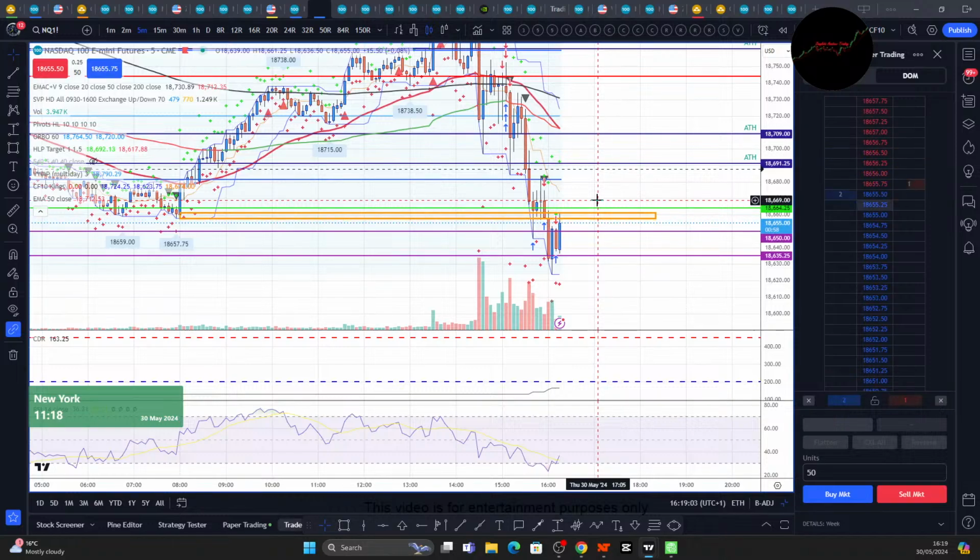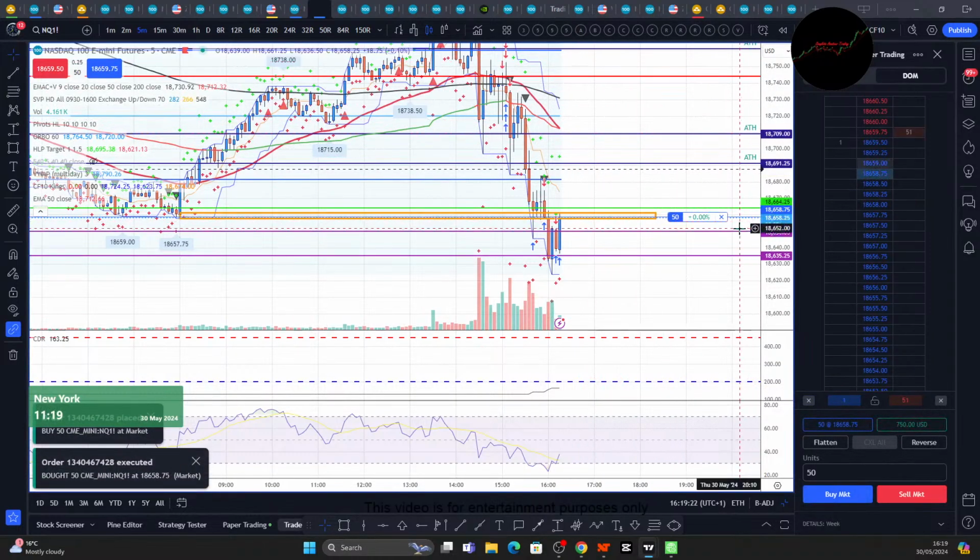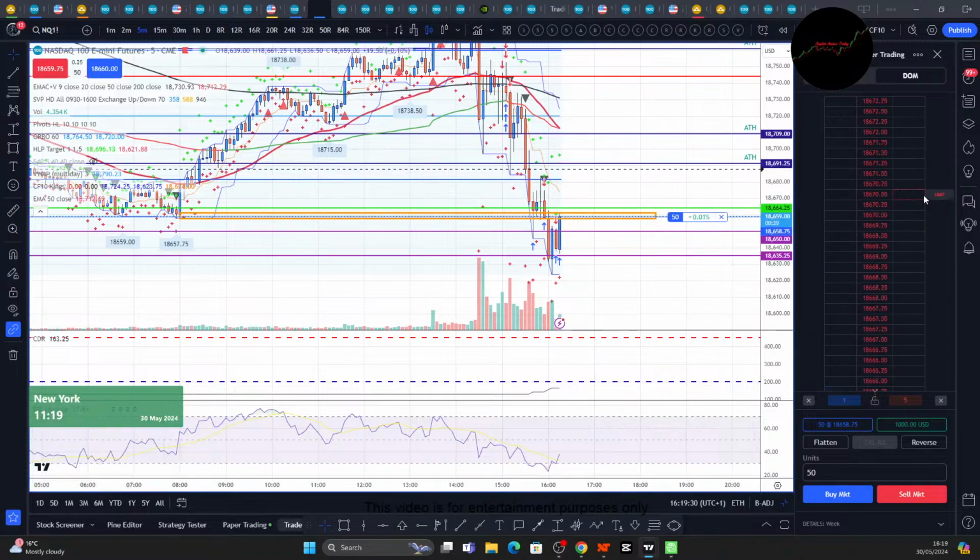Is this where we get bought up? Do we put in a higher low? I'm gonna go long. And I'm thinking prices will head back up towards that 68.50. Let's get that locked. Oh my word. Why can't I? This thing.